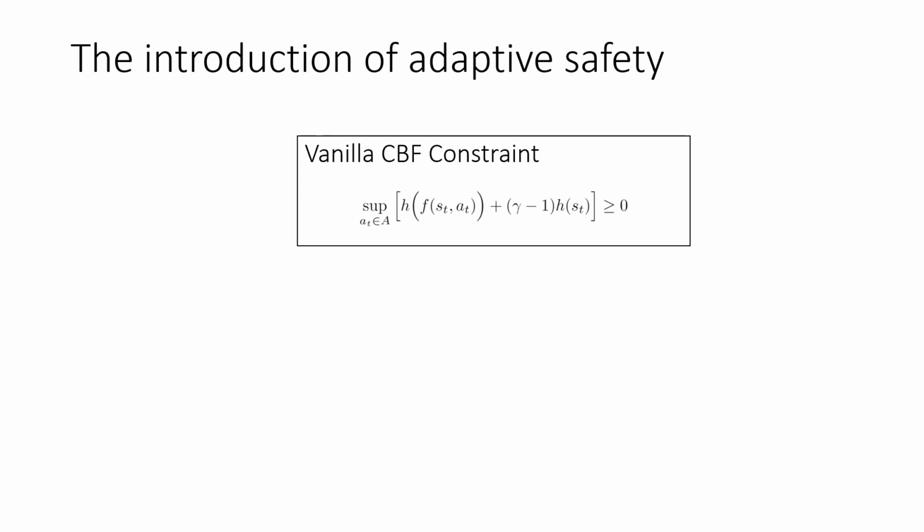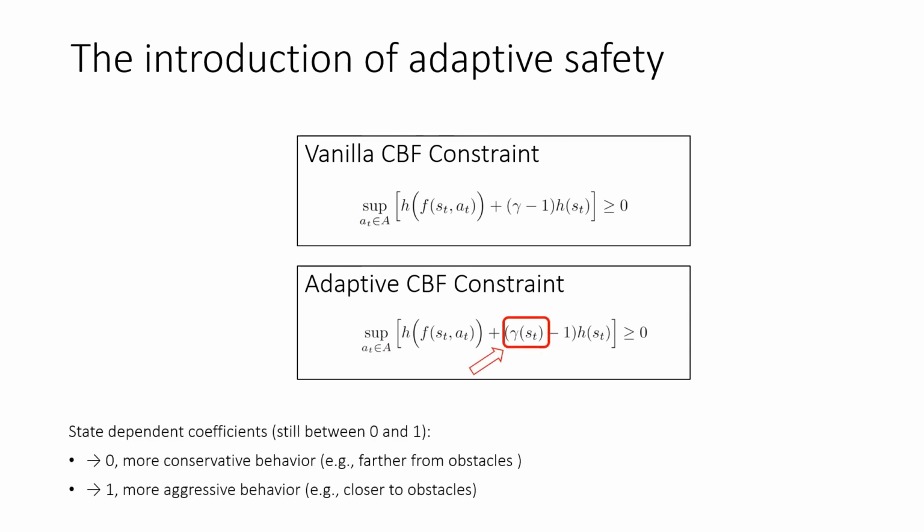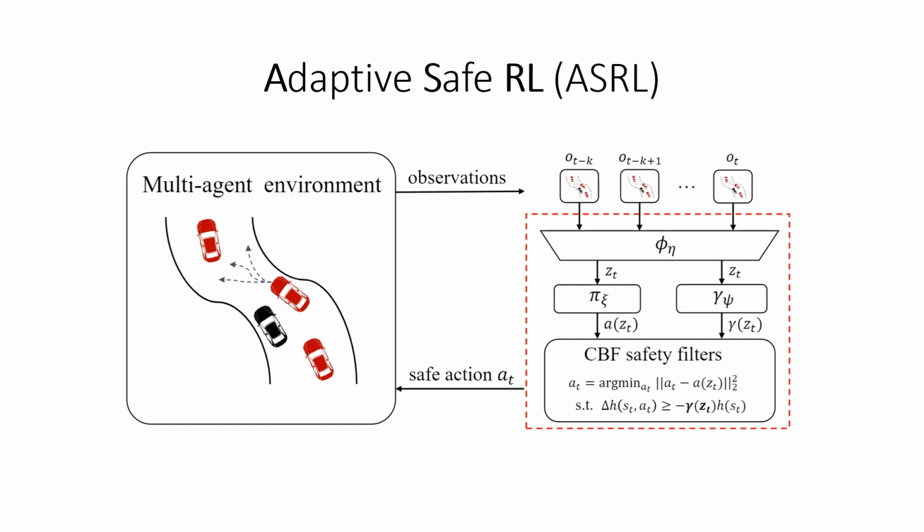Instead of a vanilla CBF, we adopt an adaptive formulation. Introducing a state-dependent coefficient allows us to switch between conservative and aggressive modes based on the context. We integrate this into a trainable framework called adaptive safe reinforcement learning. Here the agent has a hierarchical structure.